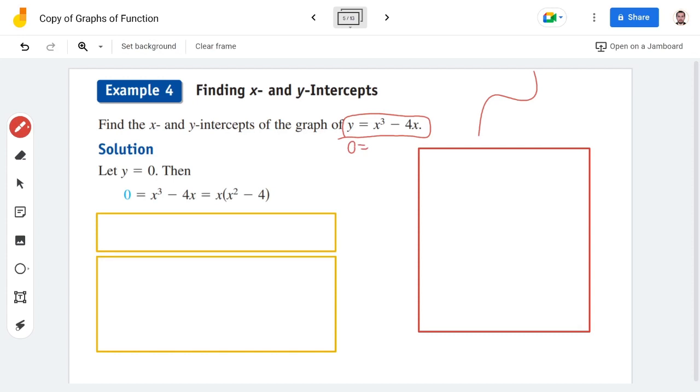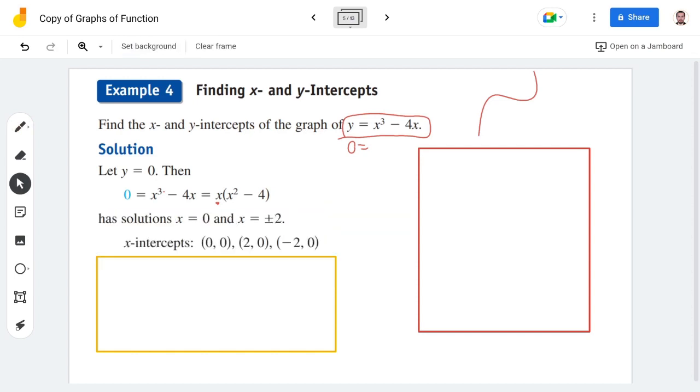Now let's simplify this. What's the common factor here? x. So x times (x to the power of 2 minus 4). Now x to the power of 2 minus 4 is a difference of squares. So let's simplify this one more. This can be (x minus 2) times (x plus 2). So the first x is equal to what? 2. The second x is equal to what? Negative 2. So x equals plus 2 and x equals negative 2.